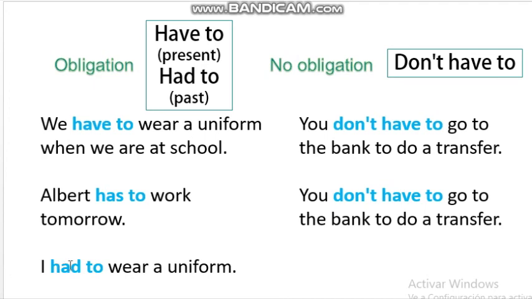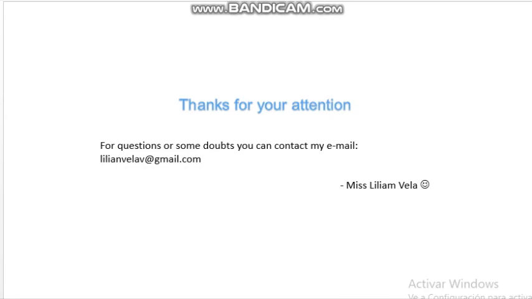Have to shows that the obligation comes from outside the speaker. We use have to talk about necessity or obligation. Have to means something is necessary or obligatory. Don't have to talks about something that isn't necessary or isn't obligatory. I hope this explanation is going to be good for you.